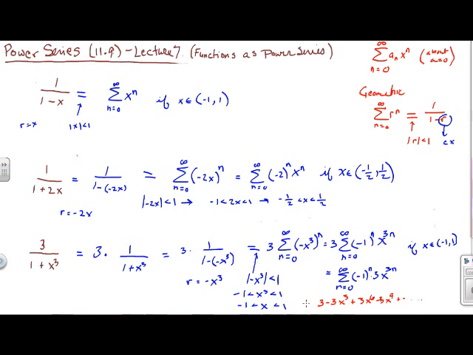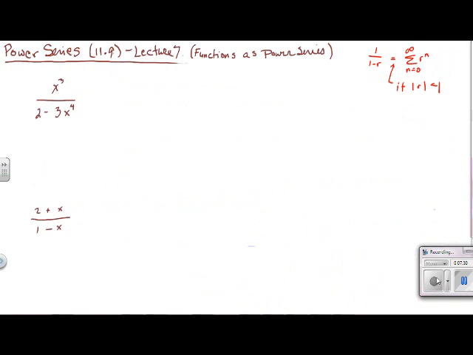This is like a big polynomial. It's just that the x term, the x squared term, the x to the 4th term, the x to the 5th term, and so forth, the coefficients of those are all 0. So this is perfectly fine. Okay, so let's erase these and do a couple more examples. Okay, so I have a couple more examples up here.